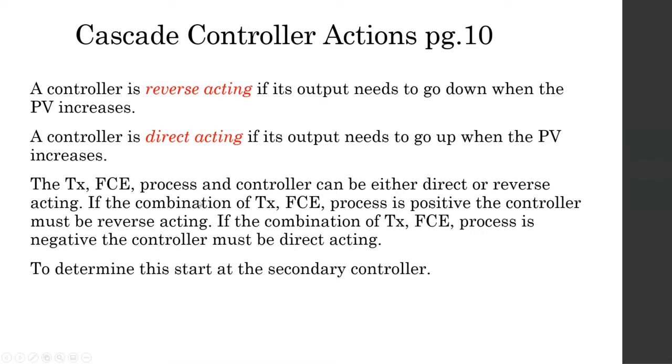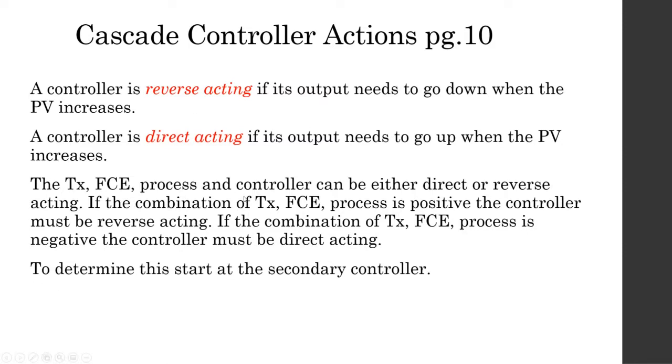The transmitter, final control element, and process controller all have an option of being reverse or direct acting. If the combination of the transmitter, final control element, and process is positive, the controller then must be reverse acting. Remember this? If the combination is negative, then the controller must be direct acting. And that sounds very, very confusing, but it's pretty easy to determine if you don't get confused, which often happens. But most of the time, we can talk our way through it.